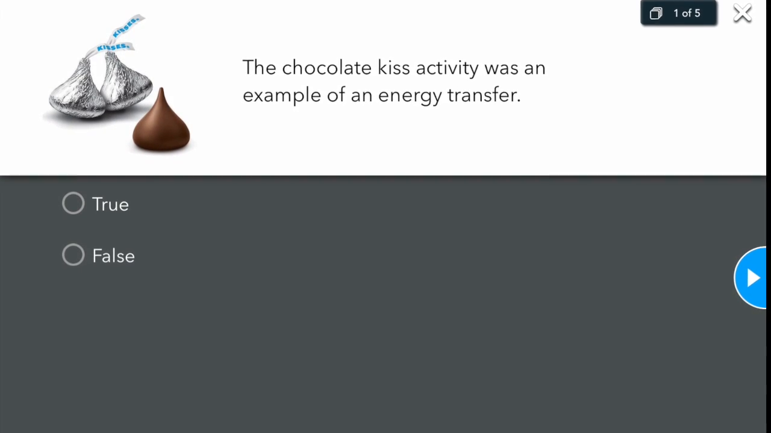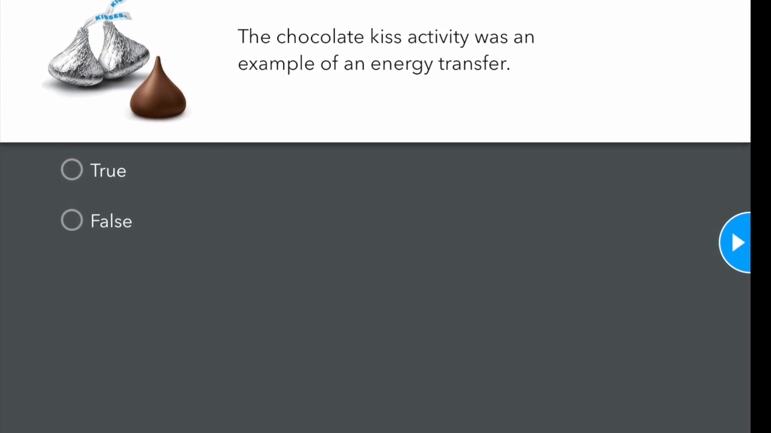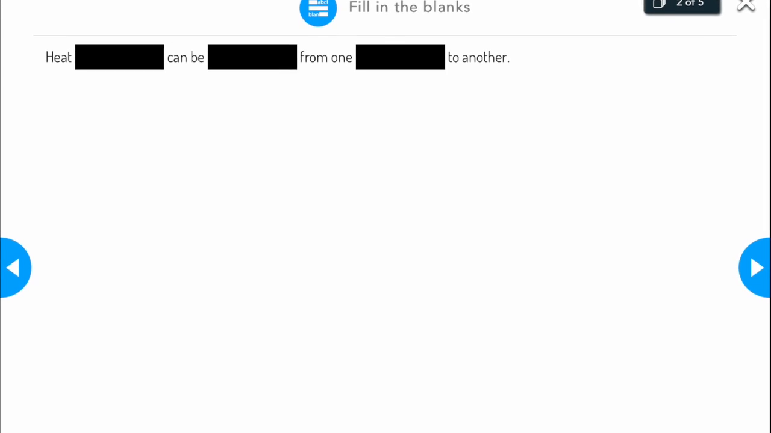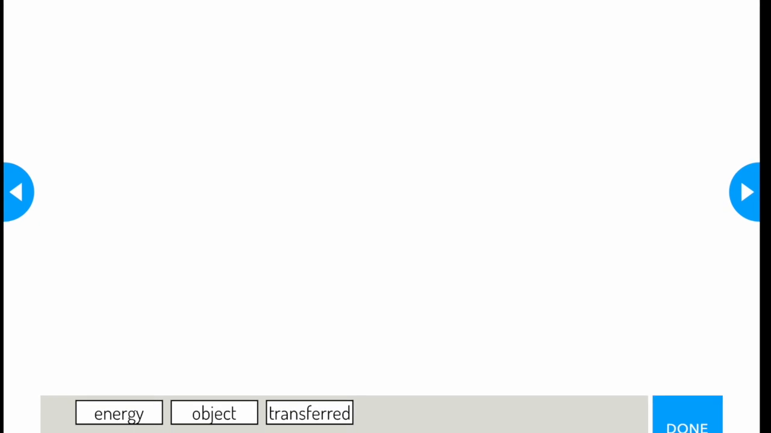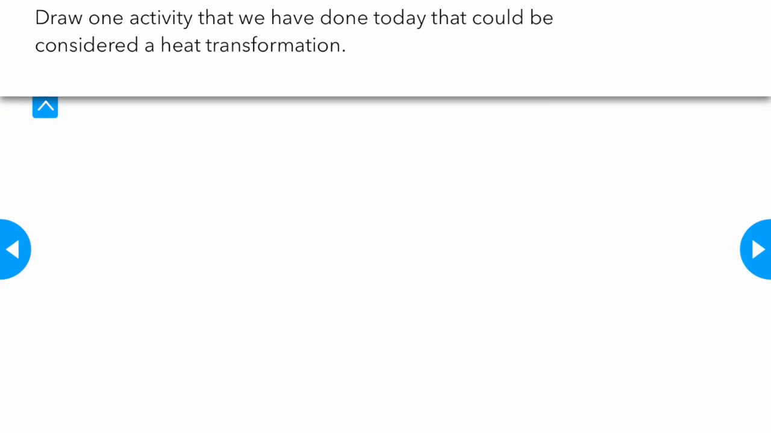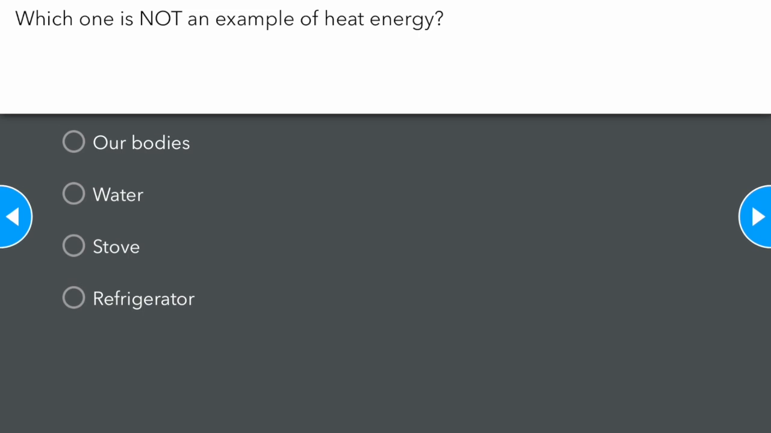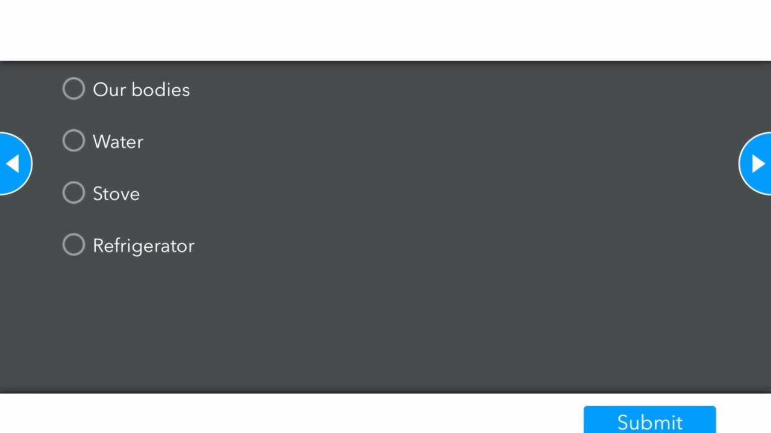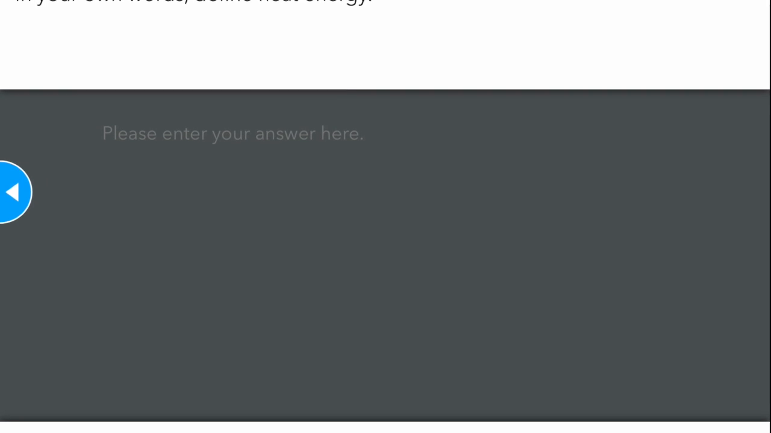The first slide in our Nearpod states the chocolate kiss activity was an example of an energy transfer. It is a true or false question. The next slide is a fill in the blanks. Students will get to choose where they think each word goes. The next one is a drawing activity. Students will be able to draw one activity that we have done that day that they consider a heat transformation. The next question is which one is not an example of heat energy, and by the time they take this, students should be able to know that it is a refrigerator. And our fifth slide is a short answer, and it just states in your own words, define heat energy.